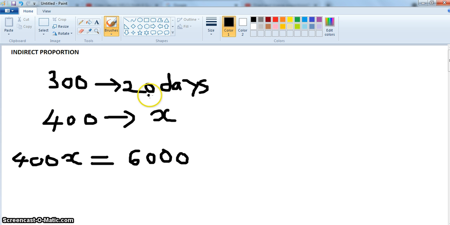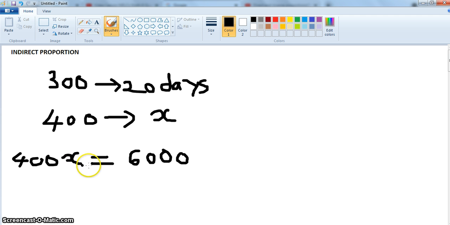300 times 20. The trick here you can use to quickly calculate such a value, you just do 3 times 2, 6. Then you count the number of zeros, 1, 2, 3. So this is 6, 1, 2, 3. So this is 6,000. So we want to find the value of x.